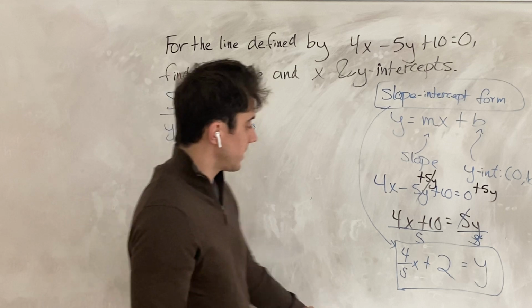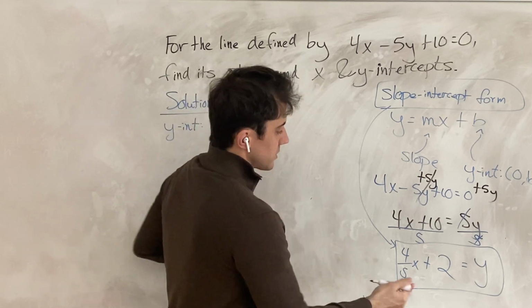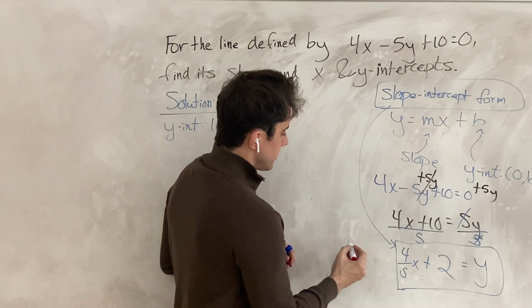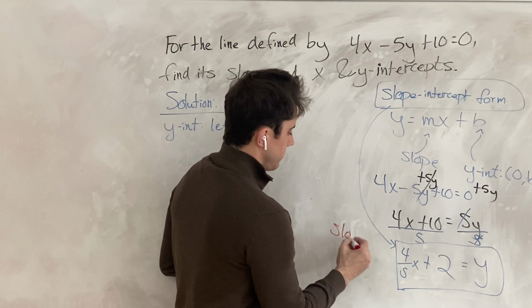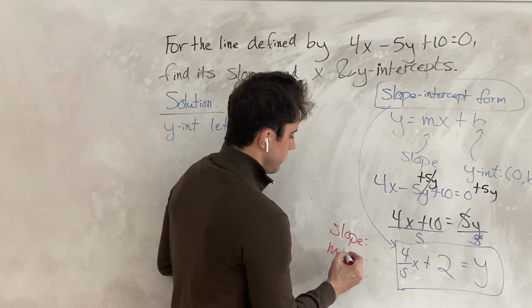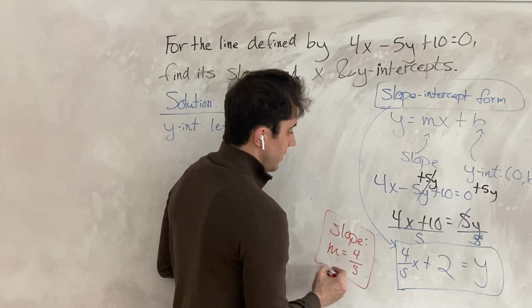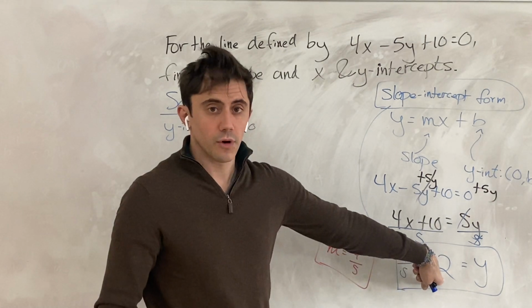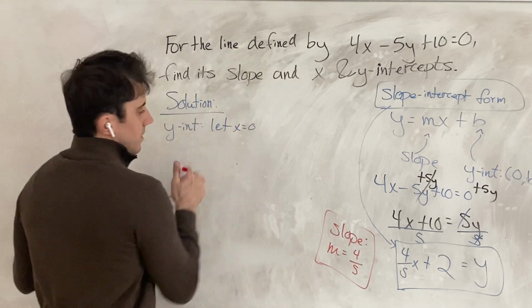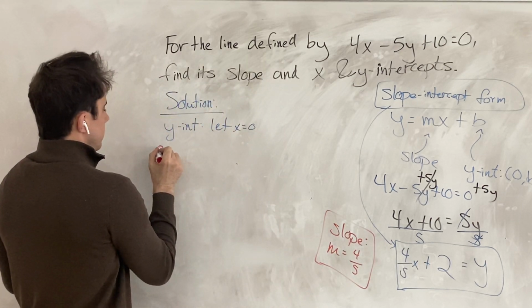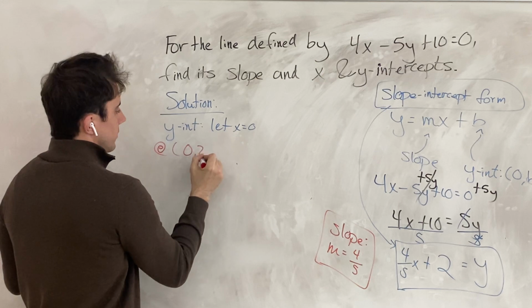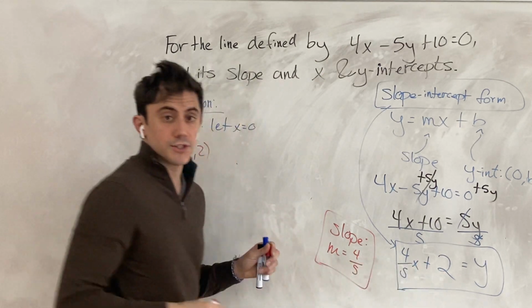And what this does is that it enables us right away to read off the slope, the coefficient of x, right? And so we get our slope, m, is equal to 4 over 5. And we get our y-intercept's y-coordinate, right? So we get our y-intercept at, I'll say at (0, 2), right? Because of the plus 2.